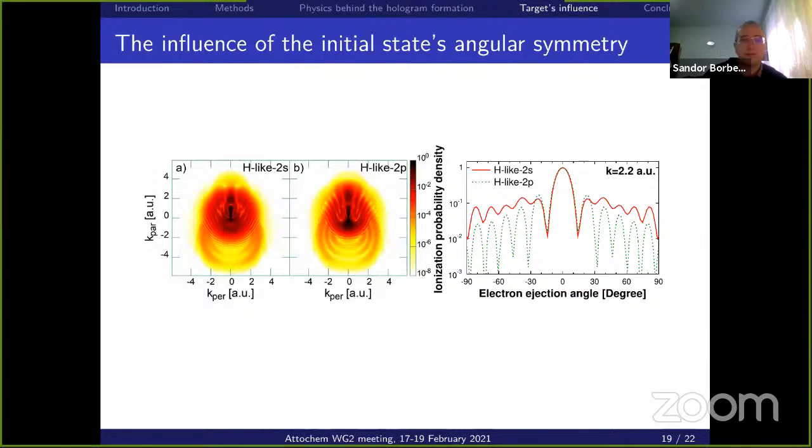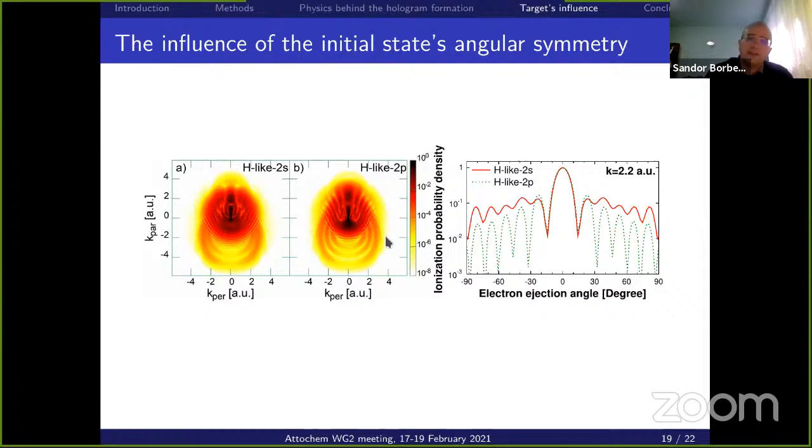And another question related to this photoelectron holography we wanted to ask is to see how the angular symmetry of the initial state is influencing the interference pattern. And in order to investigate this, we have performed calculations for a hydrogen-like target, where as initial state, we have used the 2s and the 2p initial states. And we've performed the TDSE calculations, and you see here the final result of these calculations.